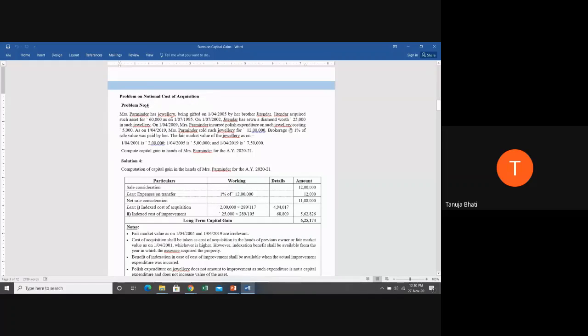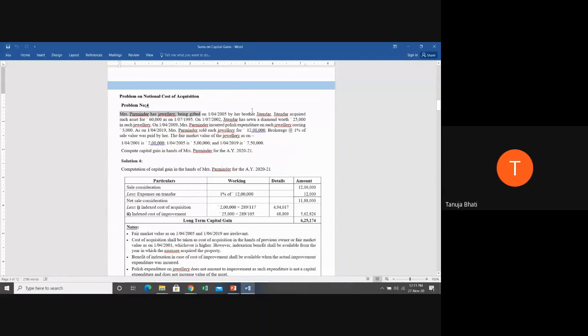Mrs. Parminder has jewelry gifted on 1/4/2005 by her brother Jitendra. Jitendra acquired such asset for 60,000 as on 1/7/1995. On 1/7/2002, Jitendra had set a diamond worth rupees 25,000 in such jewelry.